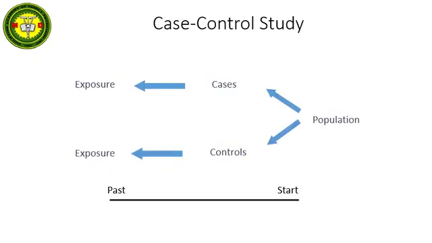It is diagrammatically represented this way. In your hospital or clinical practice, you will identify cases, meaning those patients who have the disease or the outcome, and compare them to the controls, meaning those patients who do not have the disease or the outcome, and then look at their records or history. Have they been exposed to this factor 3 years, 2 years, or 5 years ago? The same thing with the control. Have they been exposed to this risk factor 3, 2, or 5 years ago?